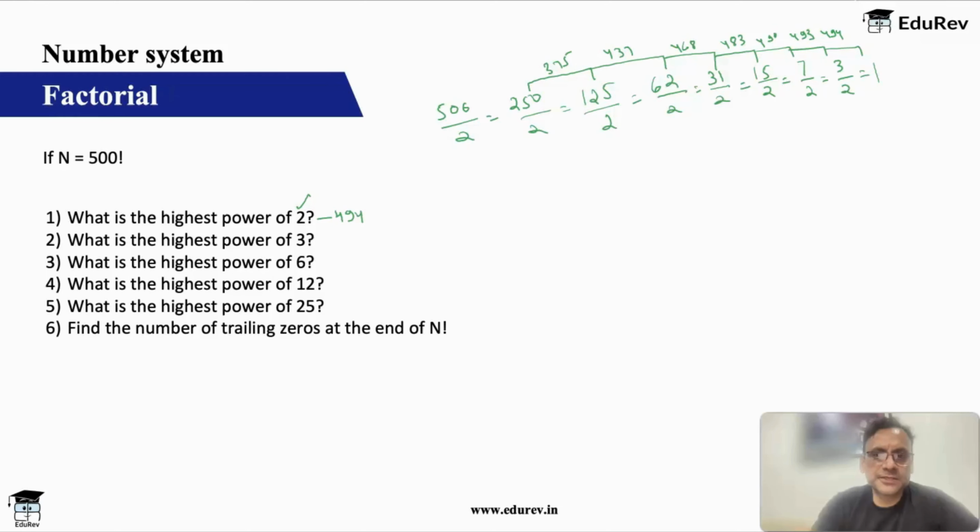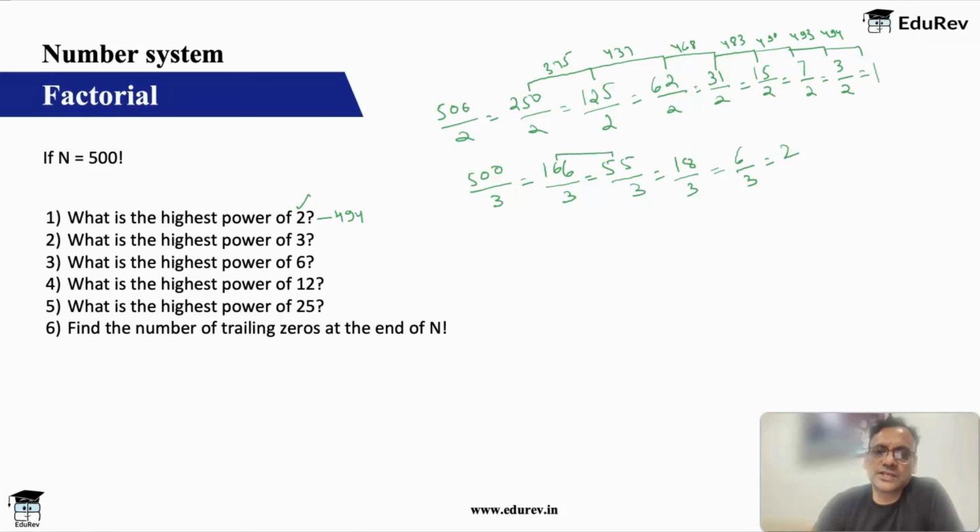Okay, then it is the highest power of 3. Obviously this value will be less than 494. So 500 divided by 3, that gives you how much? 166. 166 divided by 3 will give you 55. 55 divided by 3 will give you 18. 18 divided by 3 will give you 6. 6 divided by 3 will give you 2. And 2 divided by 3 will give you 0. So we don't have to go there.